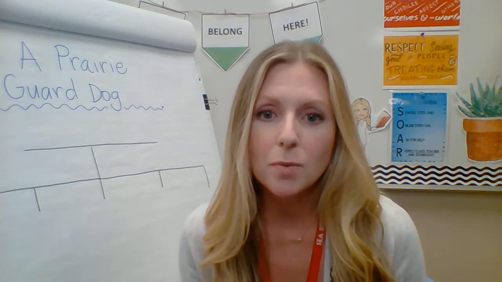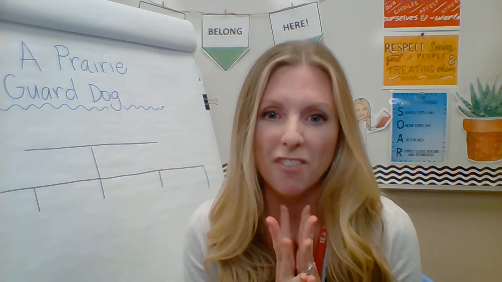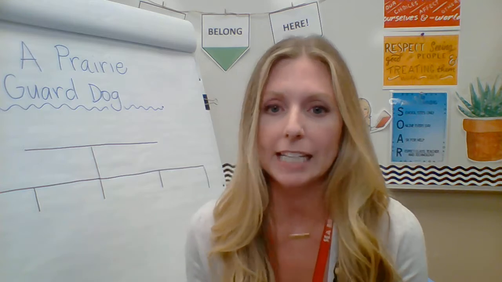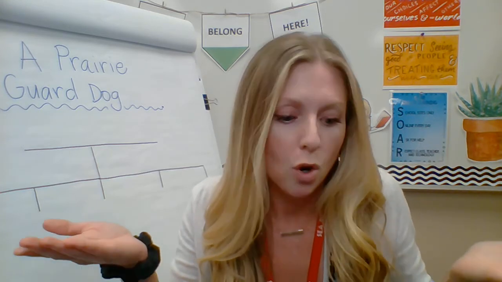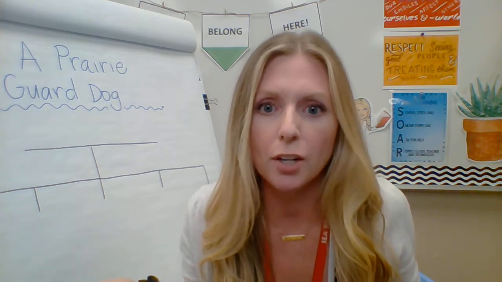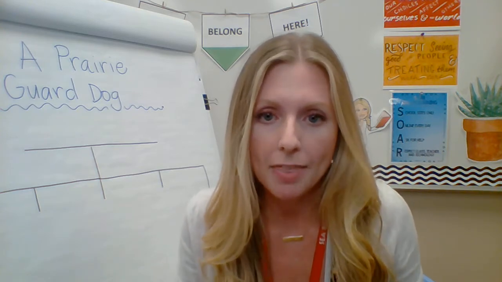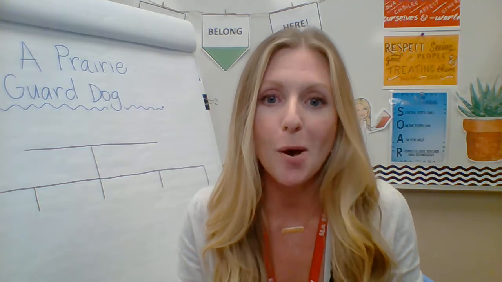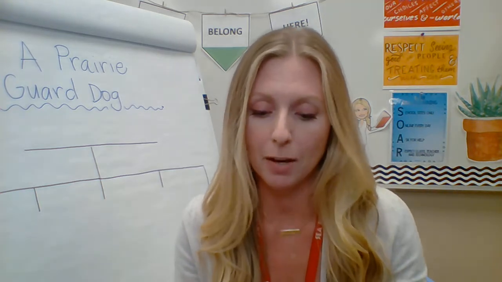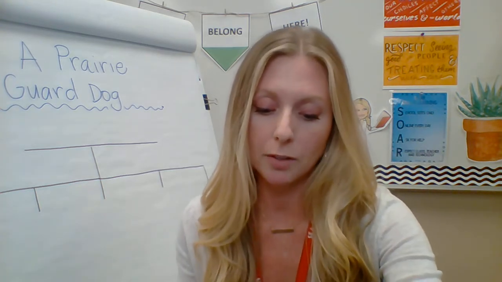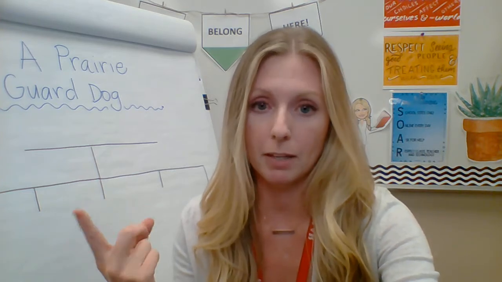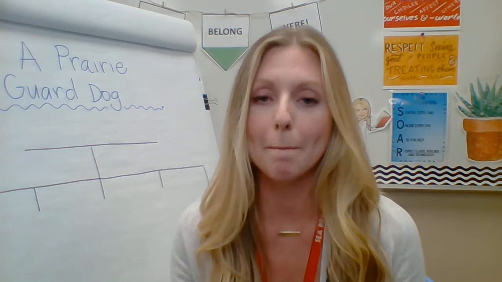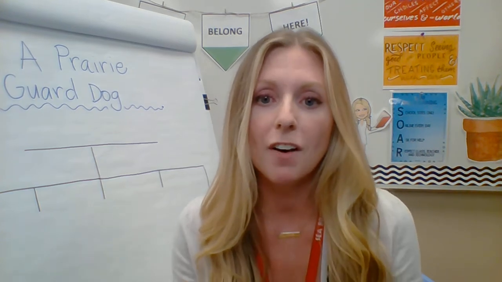So let's use those skills that we perfected yesterday and find key details within this story that help us find what we are supposed to know. What does this author want us to learn? The main topic, the most important thing about the story. We're going to read all about prairie dogs, and we're going to find the main topic and the key details.